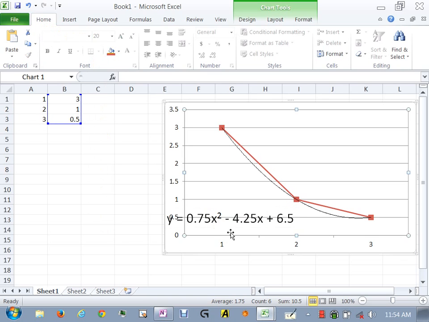So look, for that data, the data is kind of jumping around. It's not smooth, right? But I can ask the computer to try and fit a parabola to it. And it fit the parabola, ax squared plus bx plus c. That's y equals, our a is 0.75, our b is negative 4.25, and our c is 6.5. Make sense?